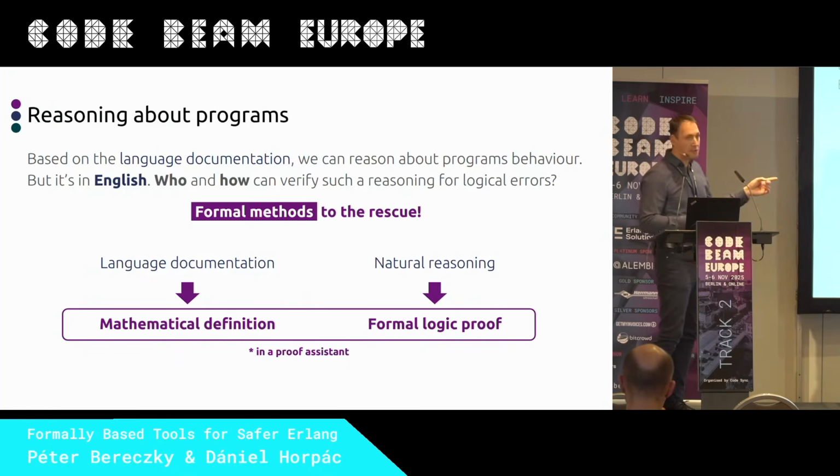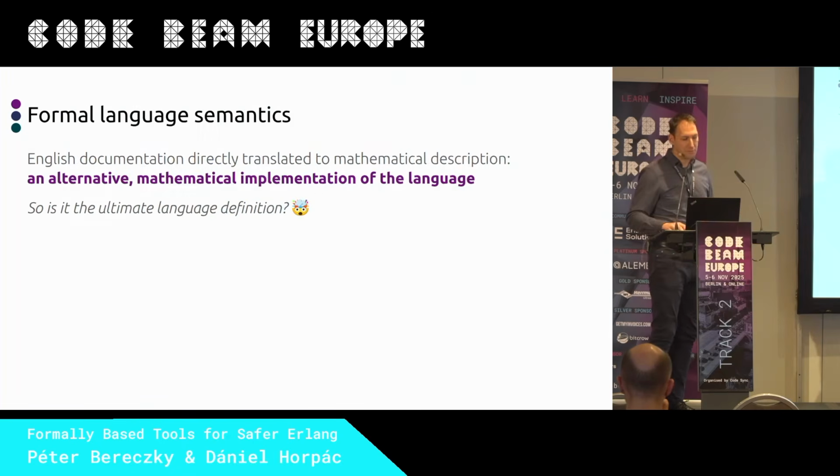Well, you can do this whole thing in a so-called formal proof assistant. You may have heard about proof assistants like Rocq, Isabelle, Lean. These are formal mathematics, and they allow you to write proofs that are machine checked. So you cannot make mistakes in your proofs. Okay, so we have to turn this English documentation into a mathematical definition, and then we get an alternative, a mathematical implementation of the language.